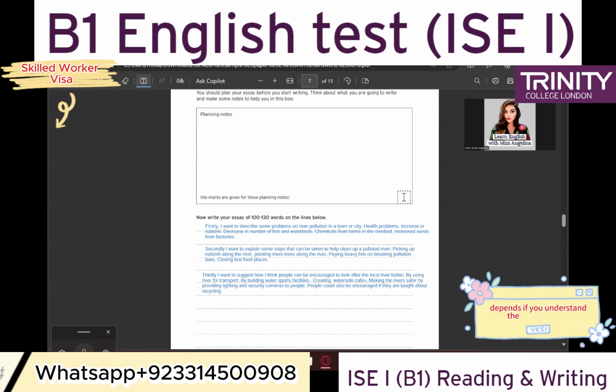Depends if you understand the text only then. If you don't understand the text, then not.